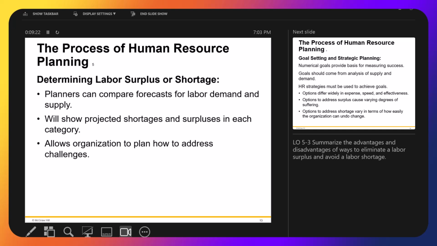Determine a labor surplus or shortage. Planners can compare forecasts for labor demand and supply. This will show projected shortages and surpluses in each category, allowing organizations to plan how to address these challenges. So if you're a forward thinker and you're really trying to move your company forward and be proactive, these are important questions you need to know: where will my shortages be and where will my surpluses be? If you have an idea of where they may be, then you also have an idea how you need to make adjustments.